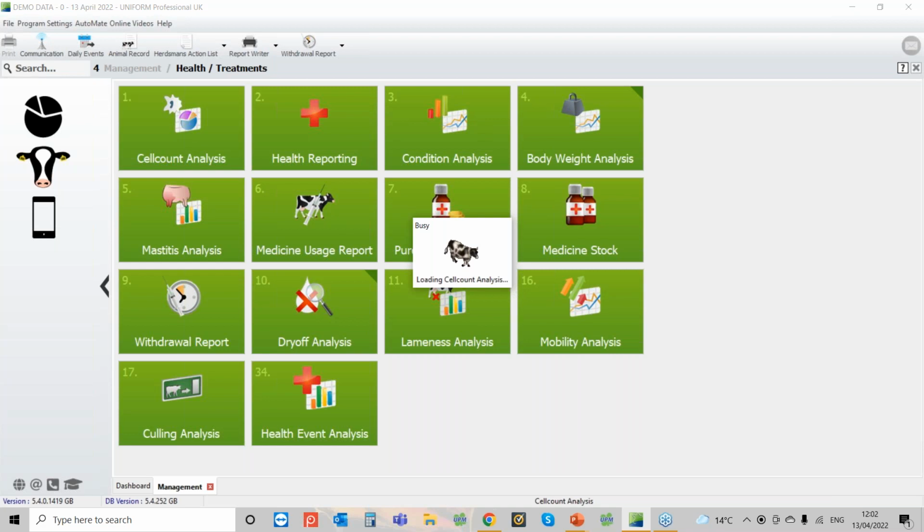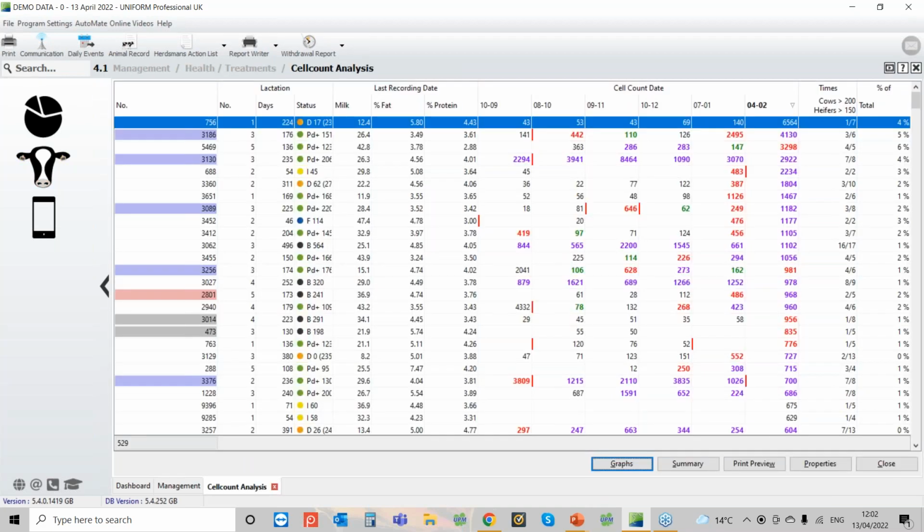The use of colors are important in this report, and you'll see that green is a cure. So that means that we had a high level and it's now been cured. It's below the threshold that we've set. Purple, that's a chronic. So that means it's been consistently above our threshold. And the red one, that's a new infection. The vertical line that you'll see there, that's where a cow's actually been treated for mastitis. So we can see that not only did she have a high cell count, she's also been treated.